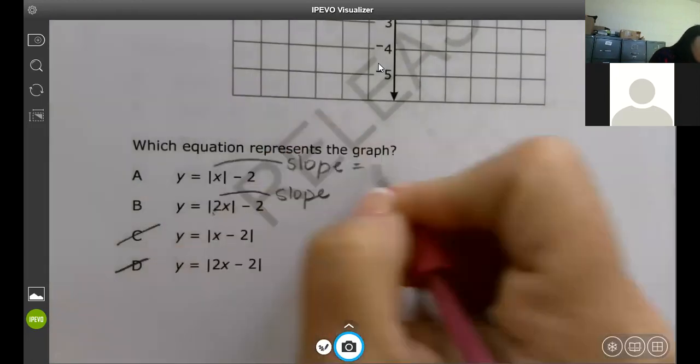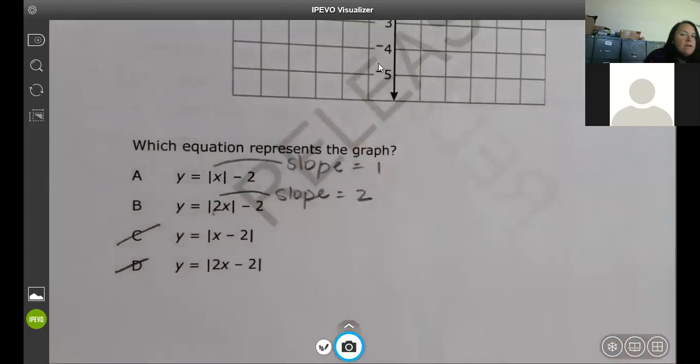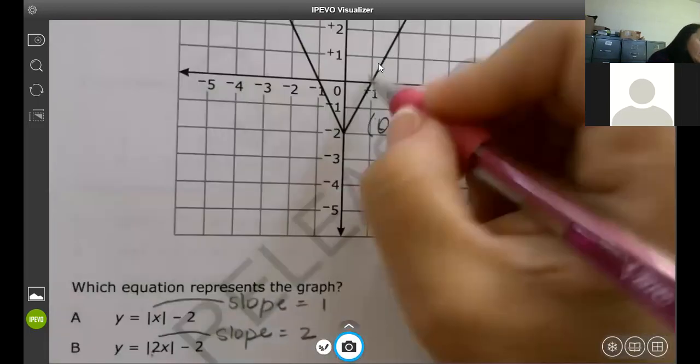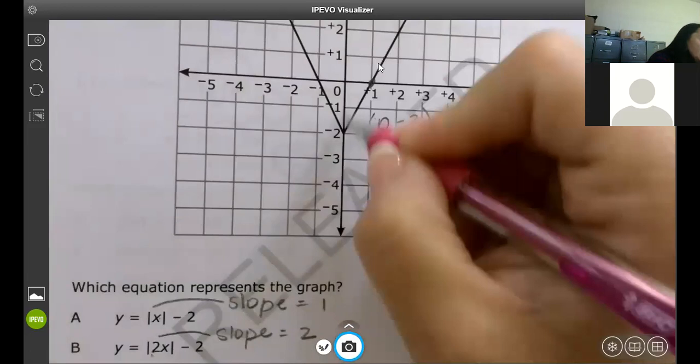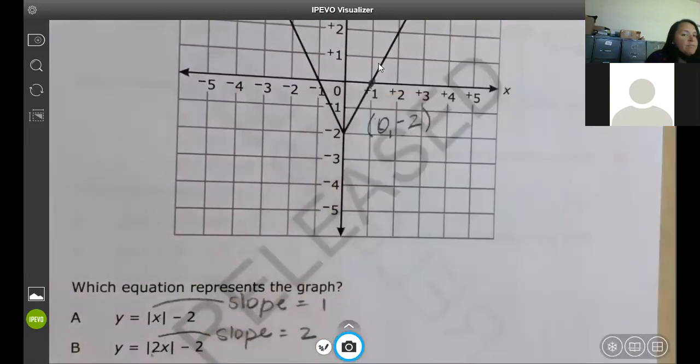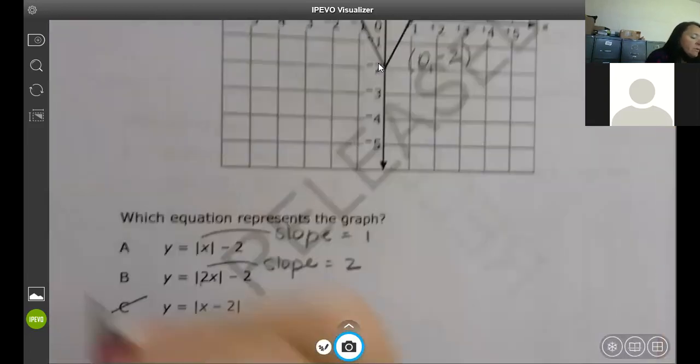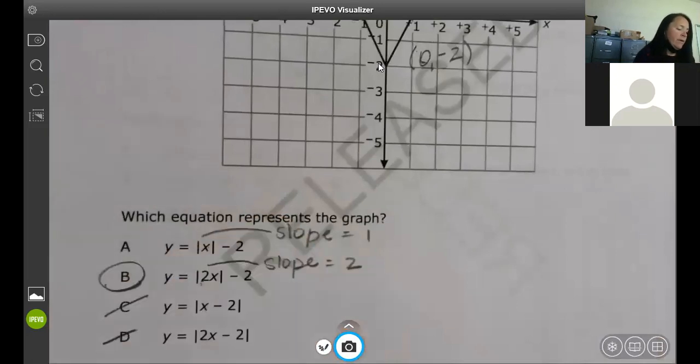So this one is slope is 1, slope is 2. If we look, find your perfect points, we go up 2 and over 1. So what's my slope? 2. Has to be.